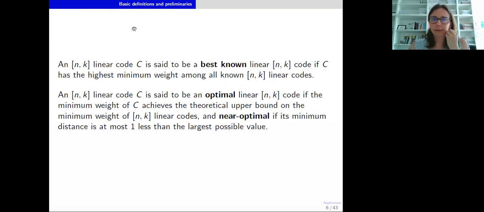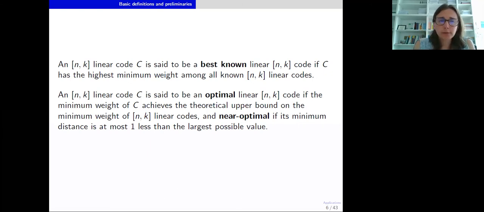So if you have particular [n, k] linear codes, among all those codes, those that are really good are the best known linear codes that have the highest minimum weight among all known linear codes. We will say that a linear code with parameters [n, k] is an optimal linear code if the minimum weight of this code achieves the theoretical upper bound on the minimum weight of [n, k] linear codes. And it will be near optimal if its minimum distance is at most 1 less than the largest possible value.